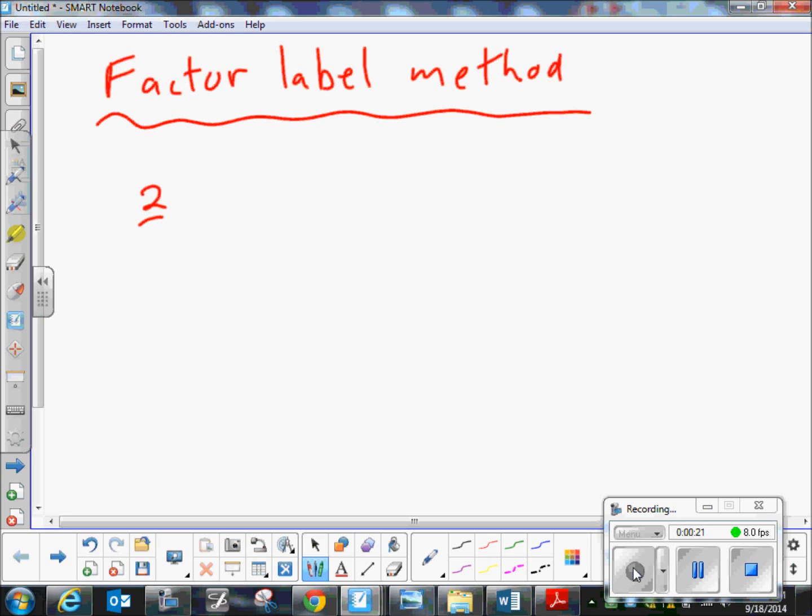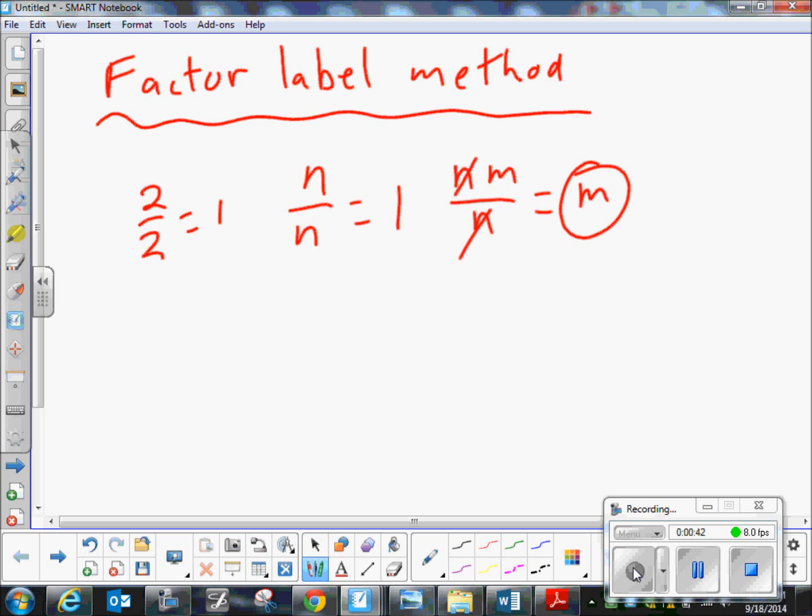If we go 2 divided by 2, that equals 1, right? Just like if we go n divided by n equals 1. What if we had nm divided by n? That actually equals m, right? Because the whole thing is these cancel out, so we're left with something less than what we started with as far as the label. We're factoring out the label.